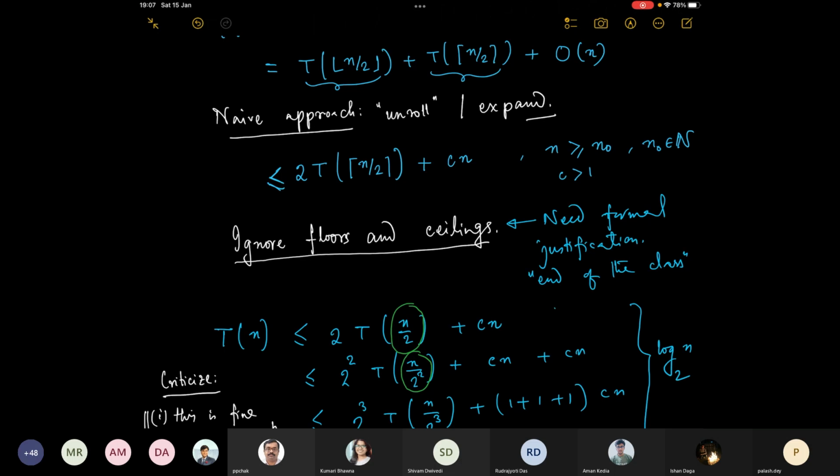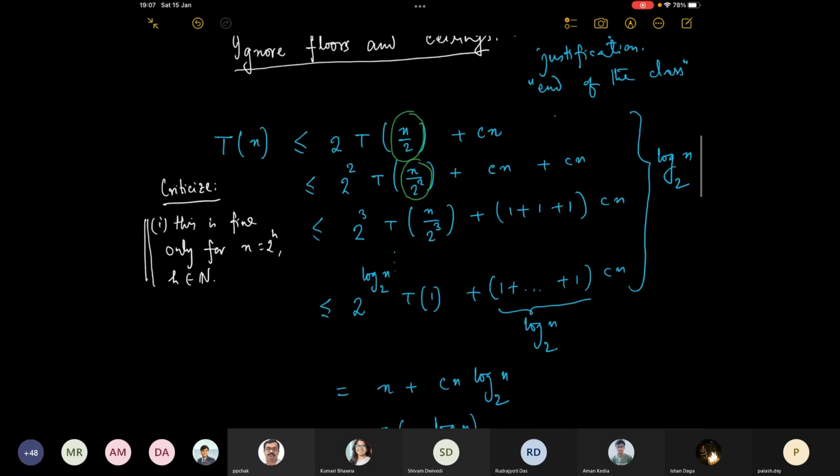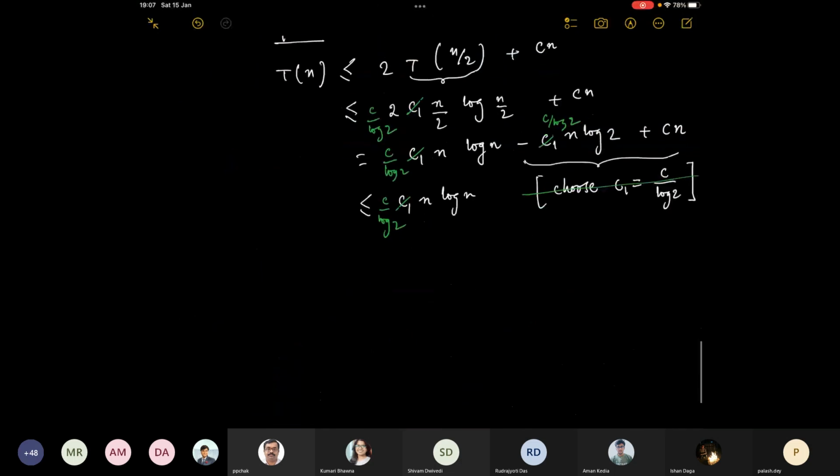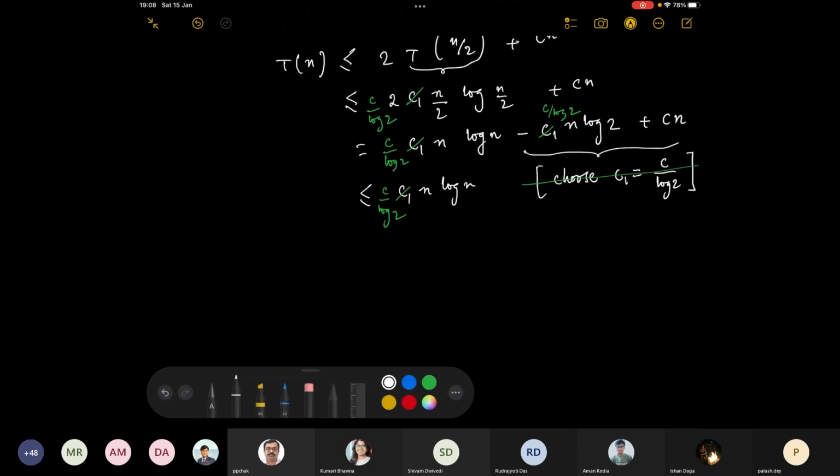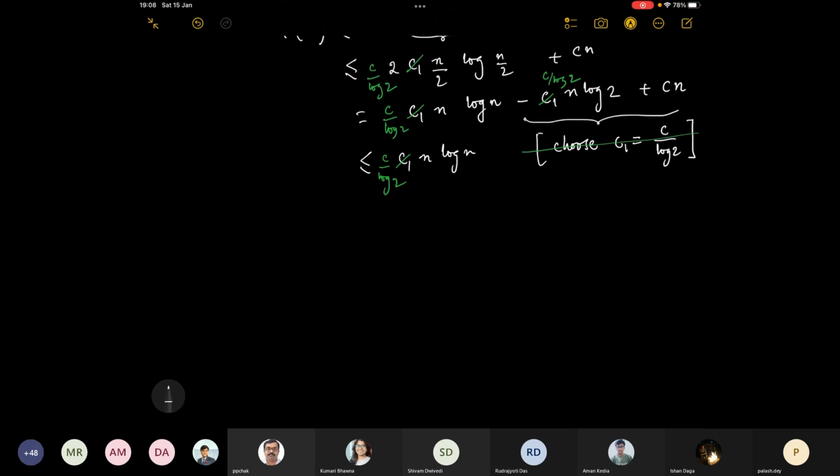Okay, now let me remove this floor, this ceiling formally. Not as a friend, but as a teacher. Okay, so I have Tn is less than or equal to 2T of n by 2 plus Cn.